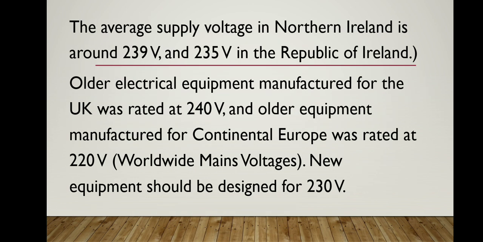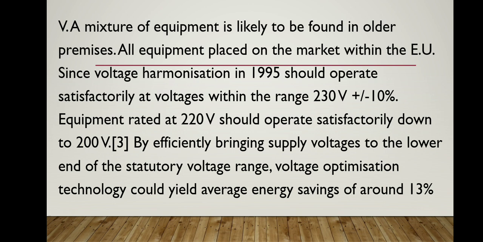And next, the average supply voltage in Northern Ireland is around 239 volts and 235 volts in the Republic of Ireland. Older electrical equipment manufactured for the UK was rated at 240 volts and older equipment manufactured for continental Europe was rated at 220 volts. It is a worldwide mains voltage. New equipment should be designed for 230 volts.